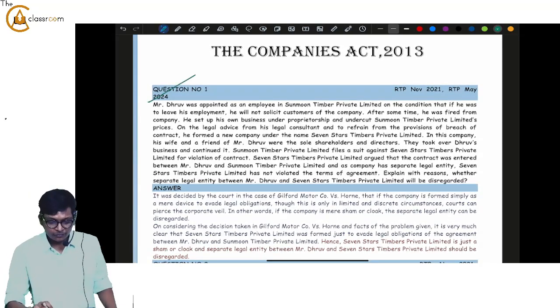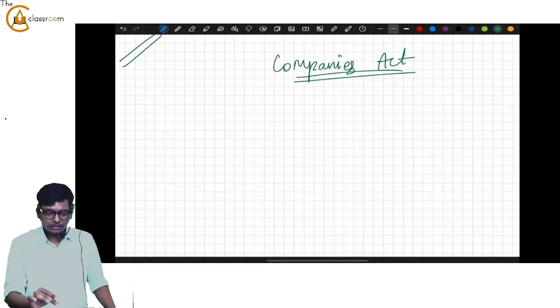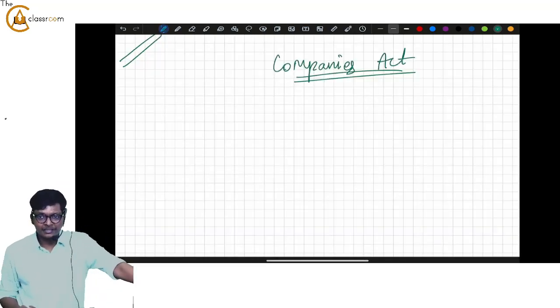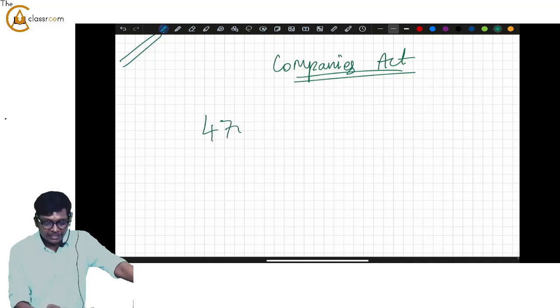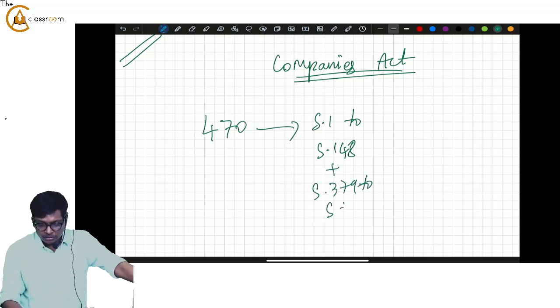Yeah, we'll start off with question 1. Companies Act, guys, I'll just give you an overview of what's in the syllabus. Companies Act totally has 470 sections, out of which the CA inter syllabus is section 1 to section 148 plus section 379 to 393. This is the syllabus of Companies Act.